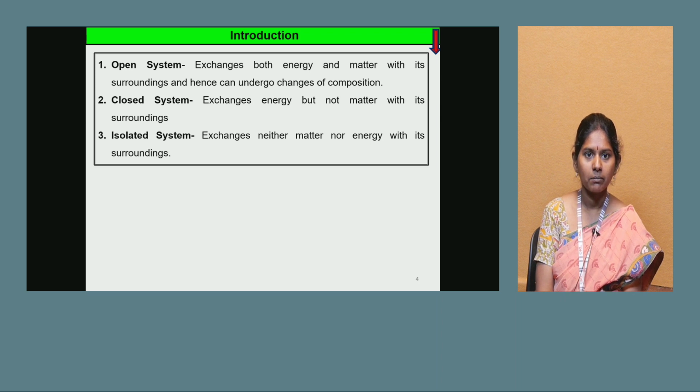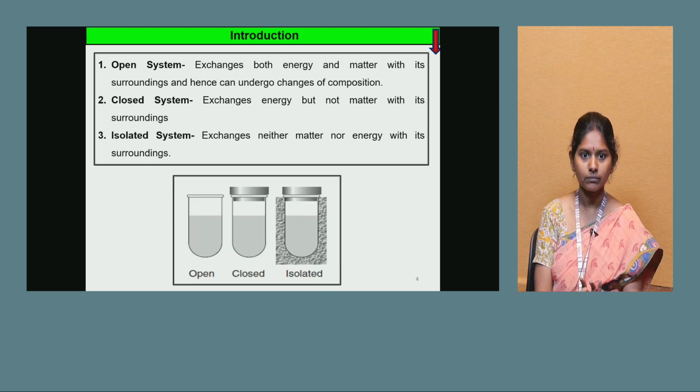In the open system, there is a chance for the exchange of both energy and matter with its surroundings, and hence it can undergo change of composition. Whereas in the closed system, there is an exchange of energy but not matter with its surroundings. Isolated systems exchange neither matter nor energy with their surroundings. So these are the examples of open, closed and isolated systems.